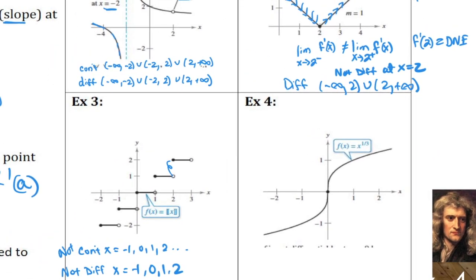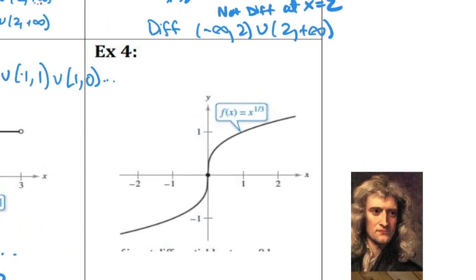So where is this differentiable? You would write differentiable, establish a pattern from -2 to -1, union, -1 to 1, union, 1 to 0, and then throw in some more dots.